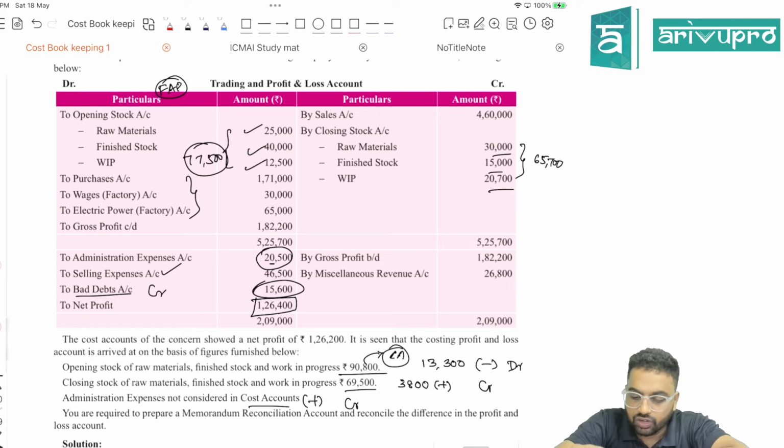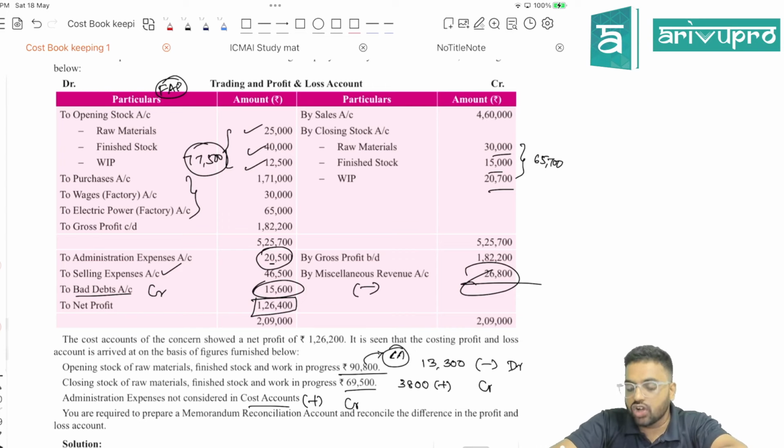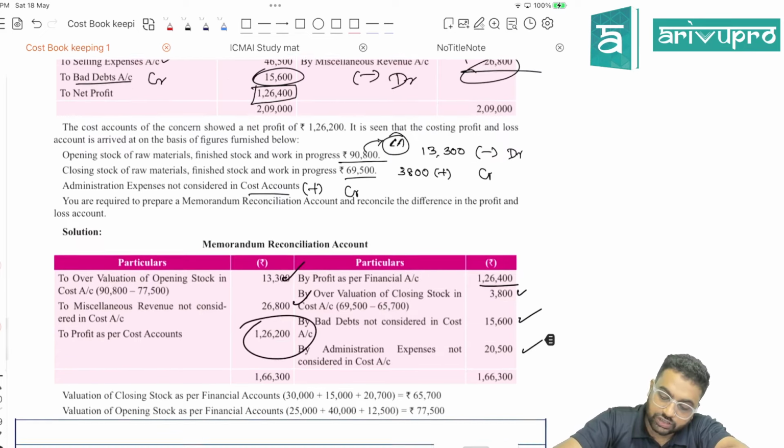Credit. Okay, done. Miscellaneous revenue is there, that is not there in the cost sheet. So what should you do, sir? Very simple. You showed it as an income because of which your profit increased, but in cost profit it is not increased. So what should you do, sir? You should reduce it, so you are matching with the cost profit. So reduce means debit, sir. That's it, sir. That's it.